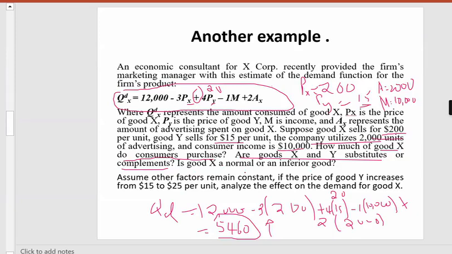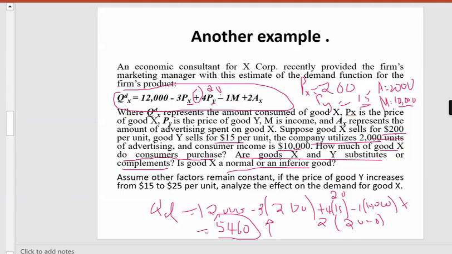Good X, normal or inferior? If you are talking about normal or inferior, you talk about income, right? Yes. As I've said, if income increases, we expect the demand for that good to increase for normal goods, right? Sasa kwa mfano hapa income yako ni 10,000. If suppose the income increases to 20,000, not 10,000, what do you expect? Manake demand inaongezeka, inapungua, sawa? Kwa hiyo what is this good? Inferior good. Yeah, that is inferior, obviously.